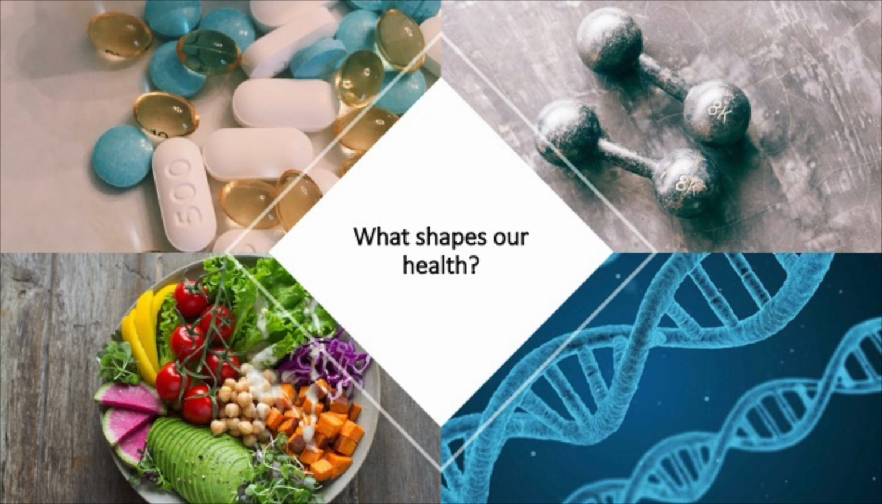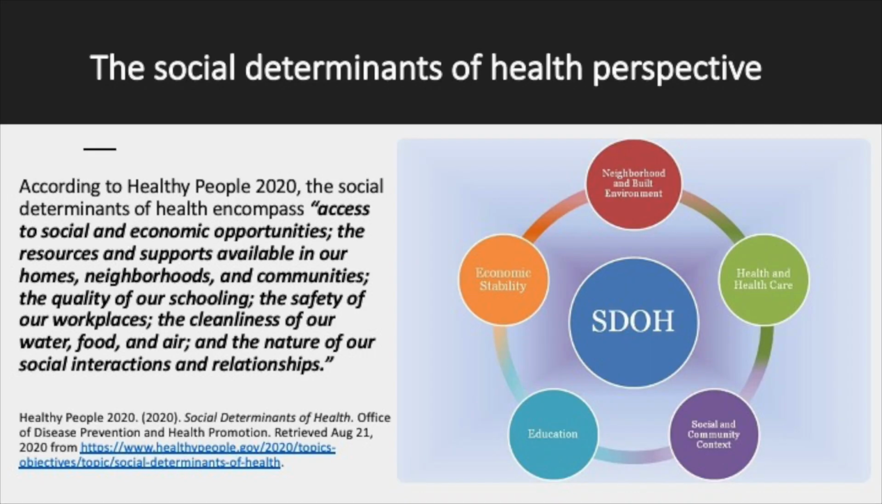And all of these things are important for health. But these contributors to health are not the focus of this course, all right? Because these are very individually focused, right? We're here to talk about the social determinants of health. Instead of focusing on the more individual level determinants of health, we're going to be focusing on the ways in which social structures and environments shape population health. And this is the social determinants of health perspective.